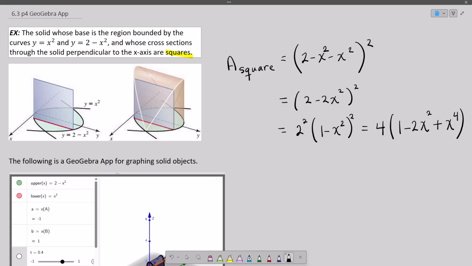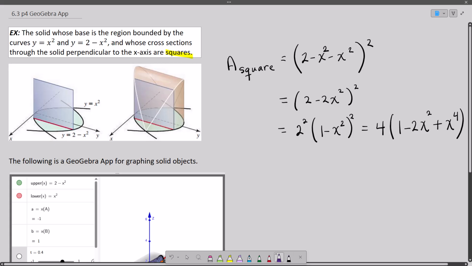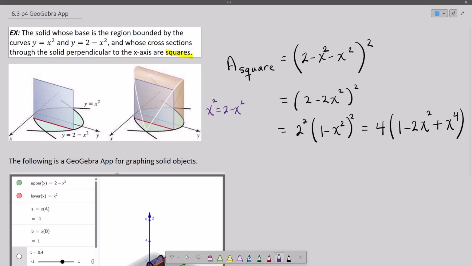Let's figure out where these two curves intersect, and then we can check the extremities. The area at the two extremities should be 0. Where the two curves meet, the distance between them is 0, so we shouldn't actually have a square. So let's check. Where do these curves meet? We set x squared equal to 2 minus x squared. So we get 2x squared equals 2. So we get x squared equals 1.